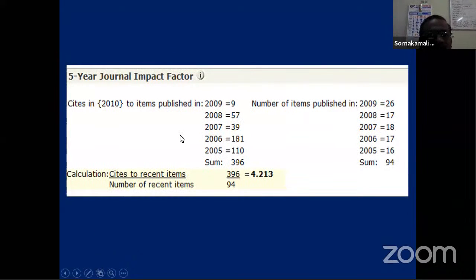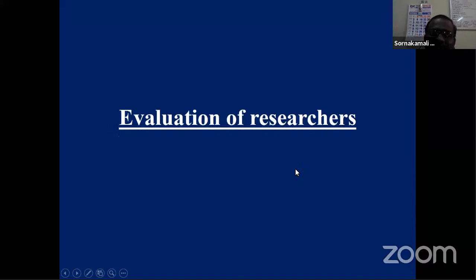Suppose we want to calculate the 5-year impact factor for 2010. We have to look at how many papers were published in the preceding 5 years: 94 papers. These 94 papers were cited 396 times. So 4.2 is the impact factor. Now we move on to how to evaluate the researcher.